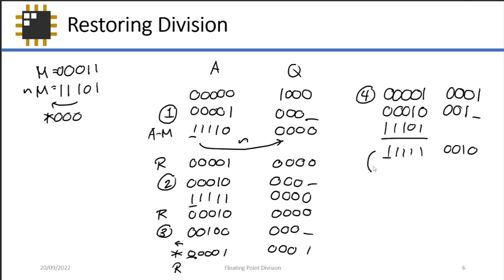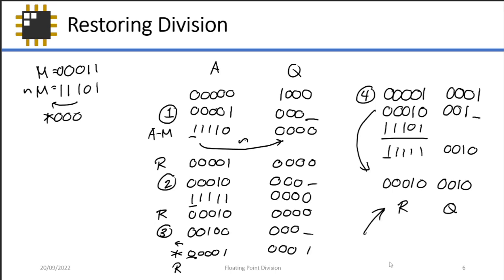And then since a is now negative, we restore from here to here. So now this is the remainder, this is the quotient. So 0, 0, 1, 0, remainder 0, 0, 1, 0. That's basically how the restoring division works. And okay, so I hope that was clear. You can look at the slides again in order to absorb it more deeply.